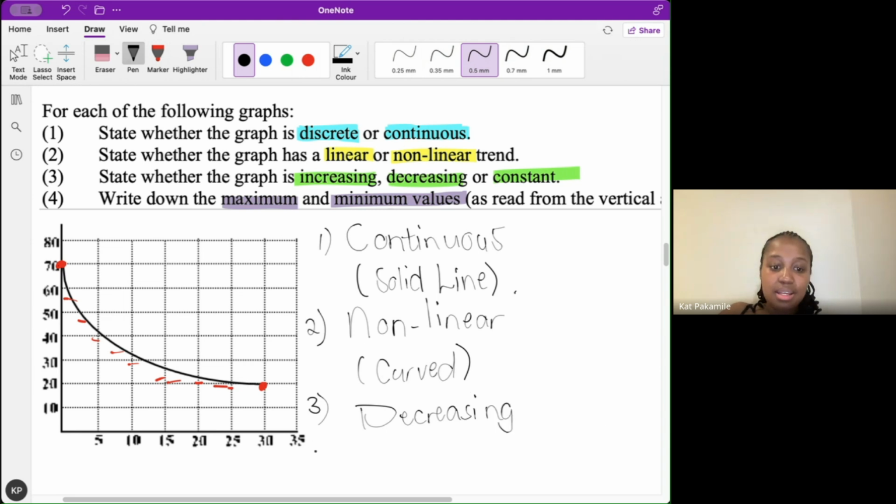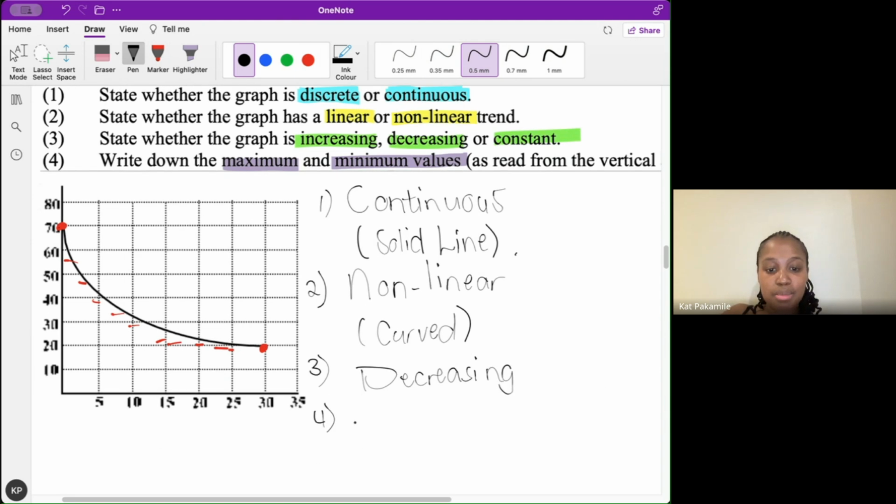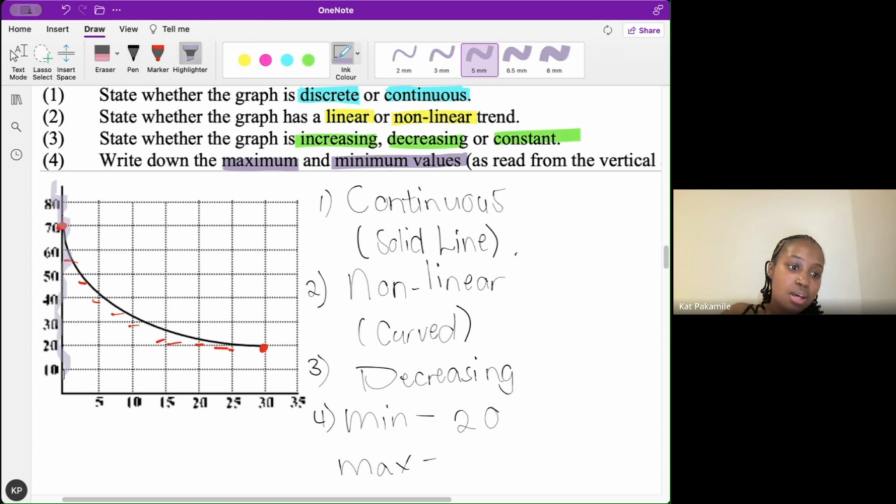And finally, what are the minimum and maximum values? What is the minimum? Nice. The minimum is 20. Remember, we are reading values off of the vertical axis. So you can't say that the minimum is 5 because that's the wrong axis. Okay. So 20 is correct, which means my maximum is nice 70.